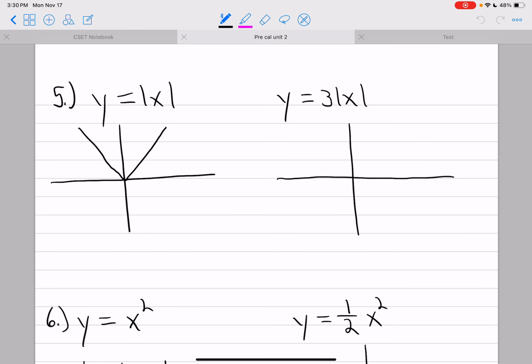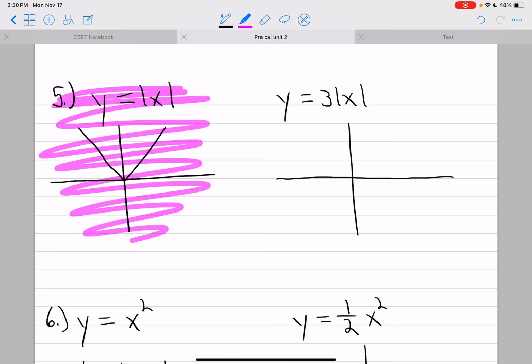Okay. Let's do this one. Y equals absolute value of x again. All right. And now we have y equals 3 times the absolute value of x. That's an a value, right? We know this is an a value, and this is a stretch. If it's bigger than 1, that means you have a stretch.